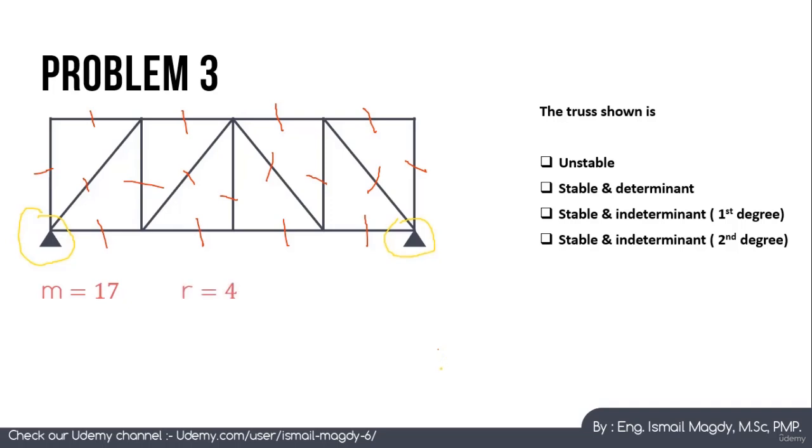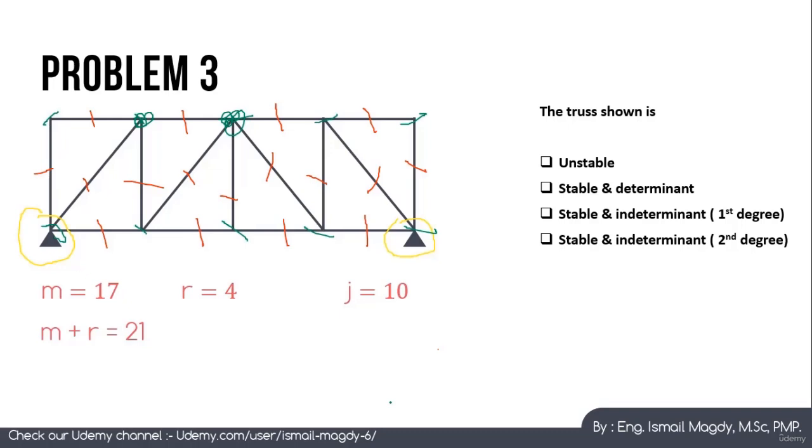After that, we will calculate the number of joints. We have 1, 2, 3, 4, 5, 6, 7, 8, 9, 10. We are calculating only the joints here, as you can see each one of these. So we have a total of also 10 joints. So J equals 10. After that, we will start calculating our equations.